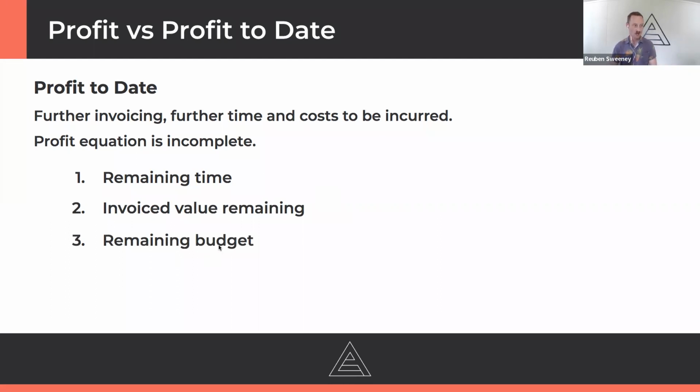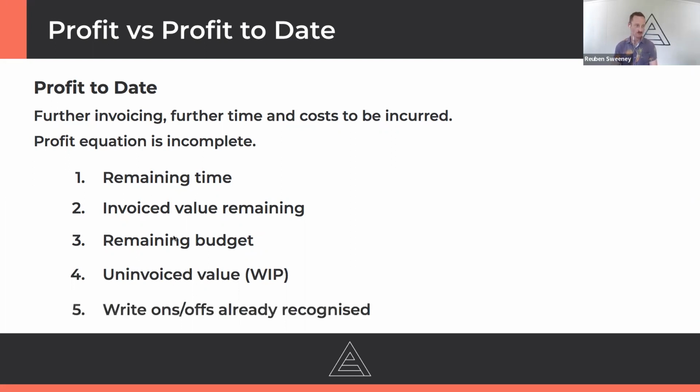So some of this remaining time, remaining budget is the dollar value of effort that we would expect to be incurring. We need to know the uninvoiced value of WIP. That is pretty self-explanatory. What are we likely to be invoicing in the future? And how does that relate to our budget? And then finally, are there any write-ons or write-offs already recognized? We might have incurred quite a bit of time, but if we've already written it off, we might as well be at square one. So you kind of need to know that too.